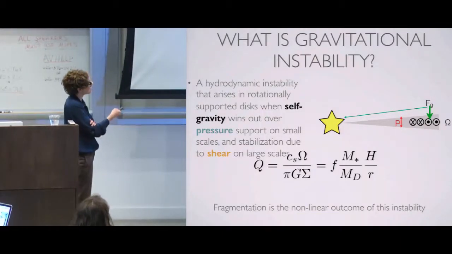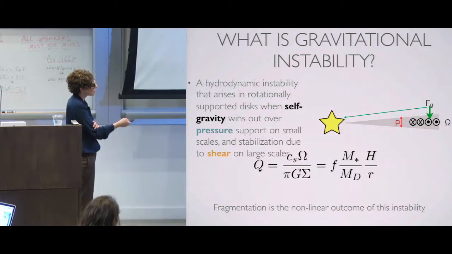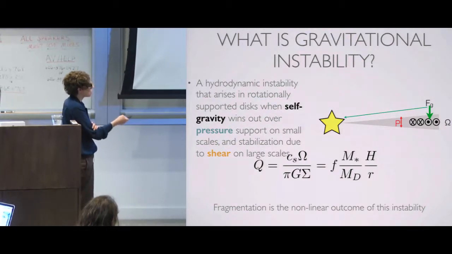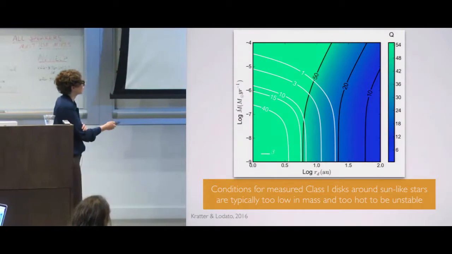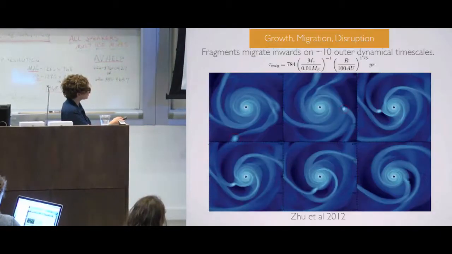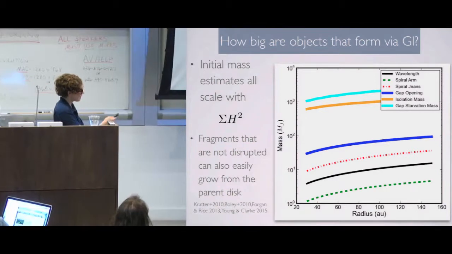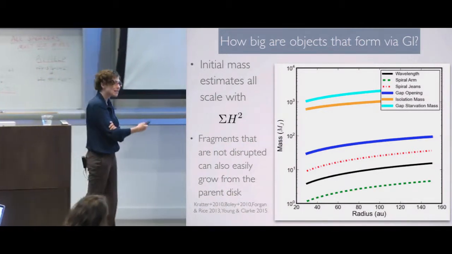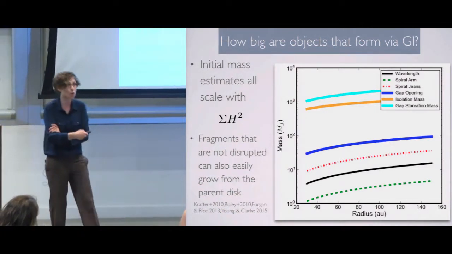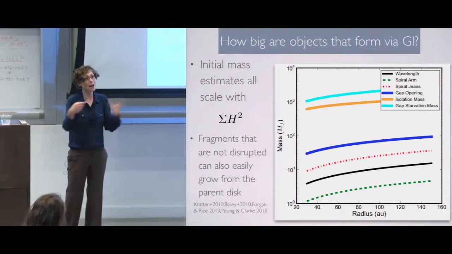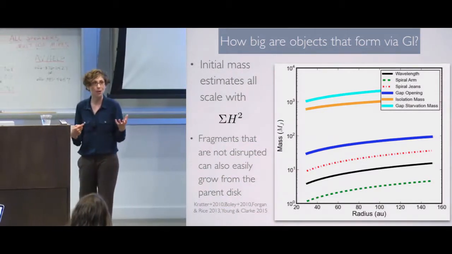In order to make Q about unity, I need this number to be basically 10 or less, and I need this number to be maybe 0.1, and if you multiply those two things together, you find that typical disks, which have mass ratios of 10 to the minus 3 to 10 to the minus 4, simply can't satisfy this constraint. The second reason, going back to this slide, is that if you calculate the typical mass that these objects form at, they tend to be a few Jupiters in size or bigger when they start. And then they are massive and can easily keep growing from this background disk.